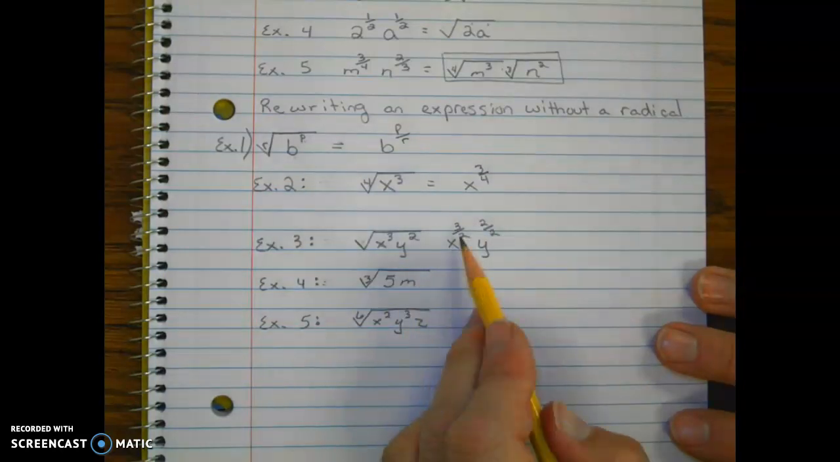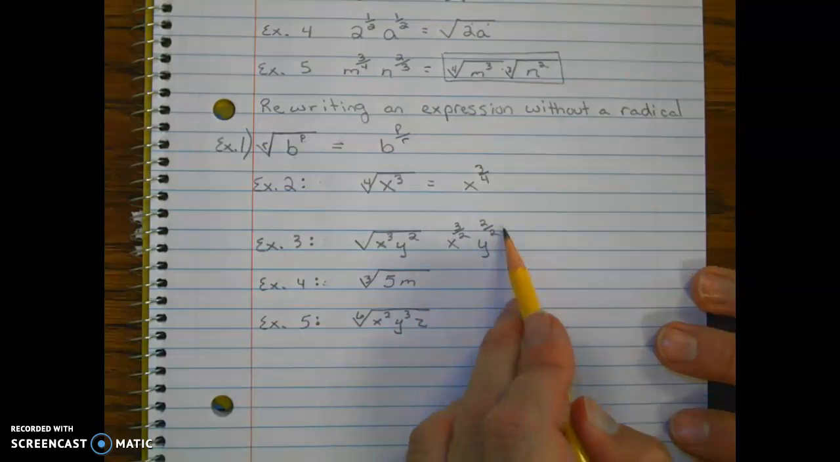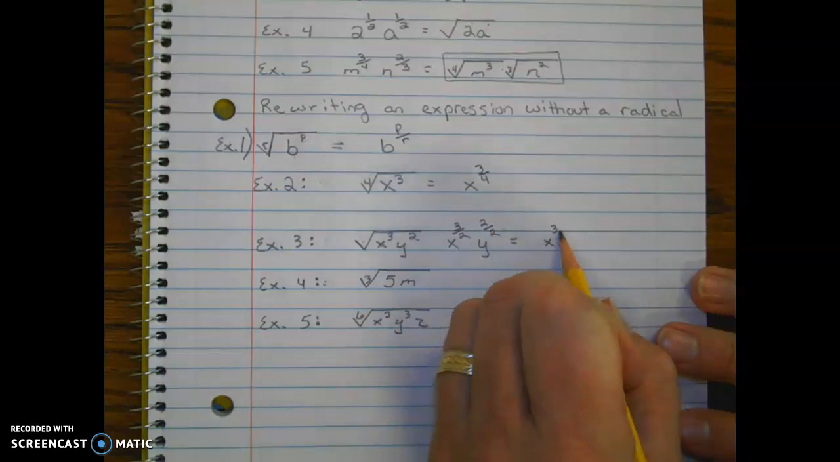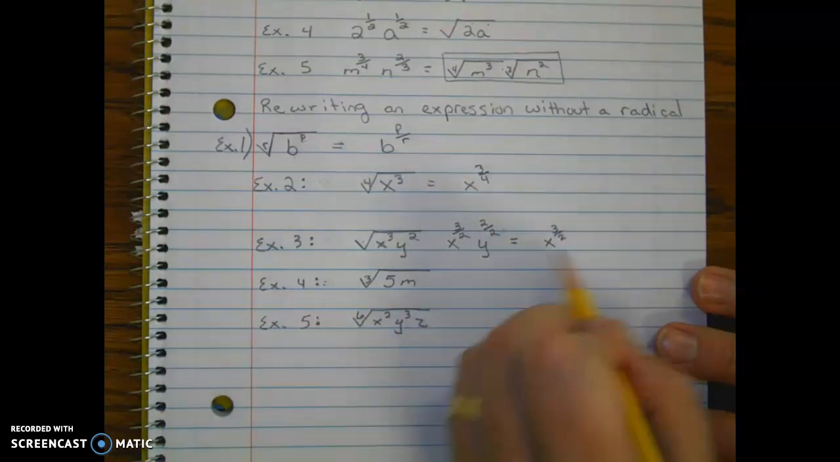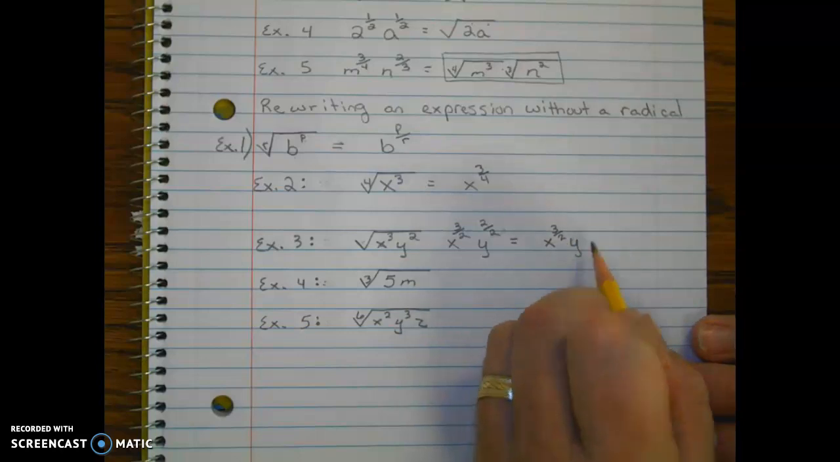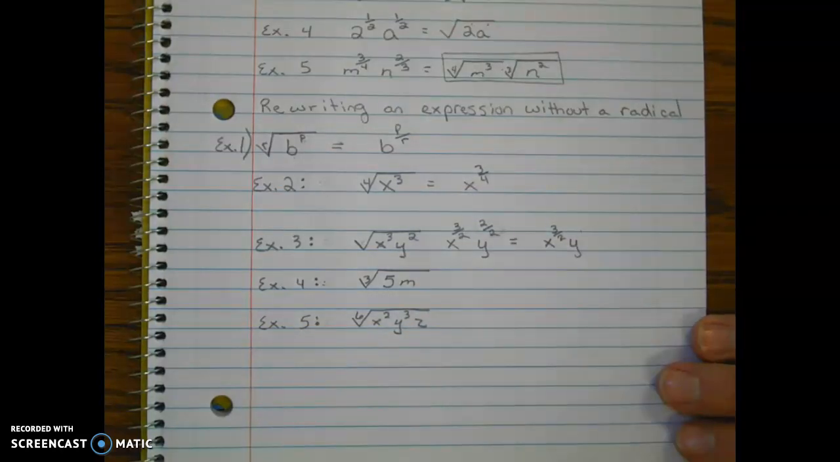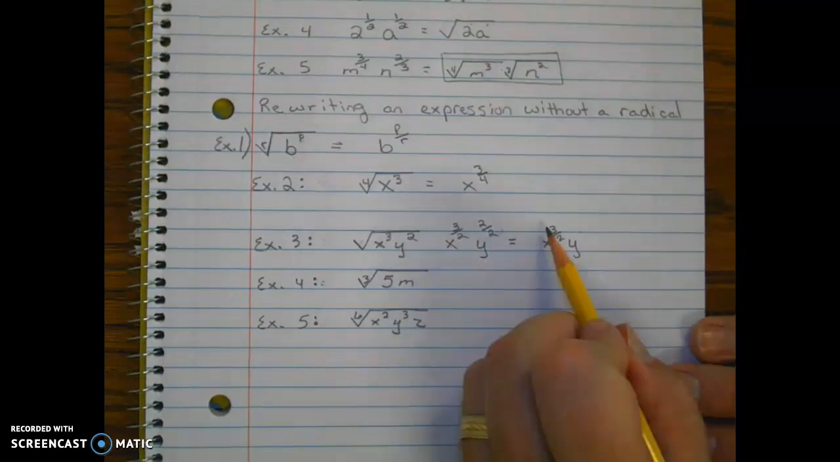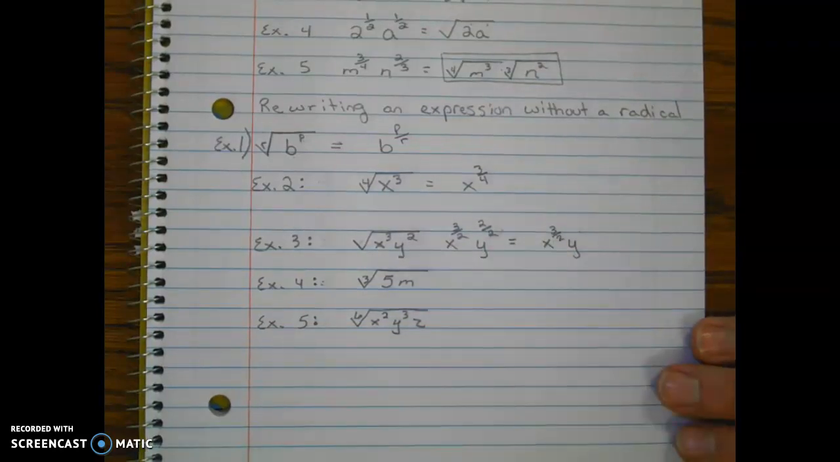Remember to check your fractions to see if you can reduce, and this one can be reduced. So we can simplify this to x to the 3/2, y to the first power. 2 over 2 reduces to 1. And then this would be completely simplified.